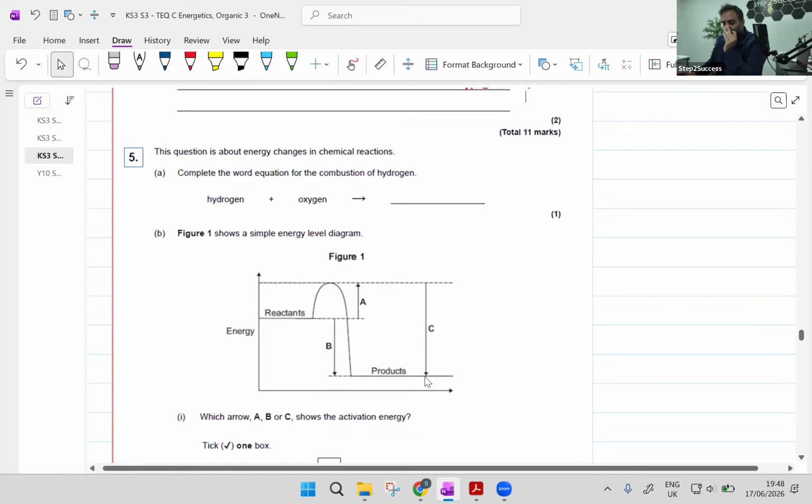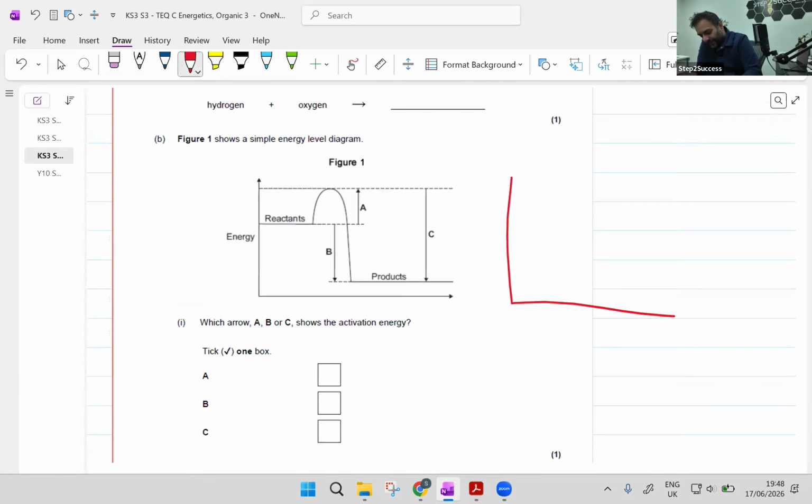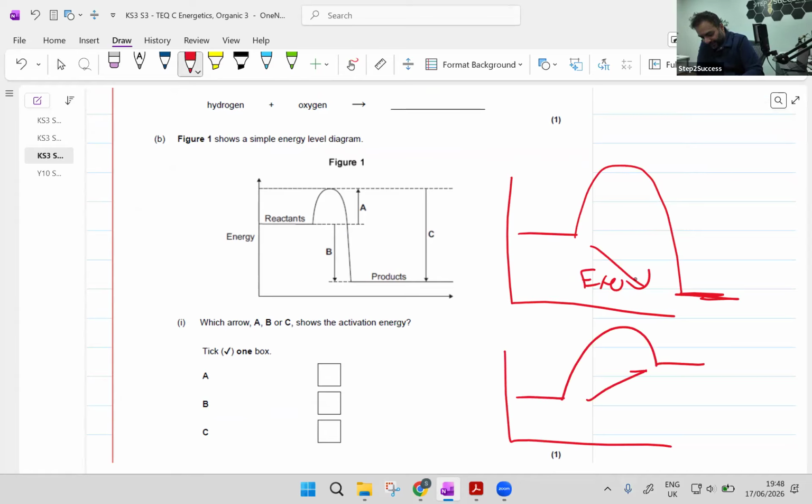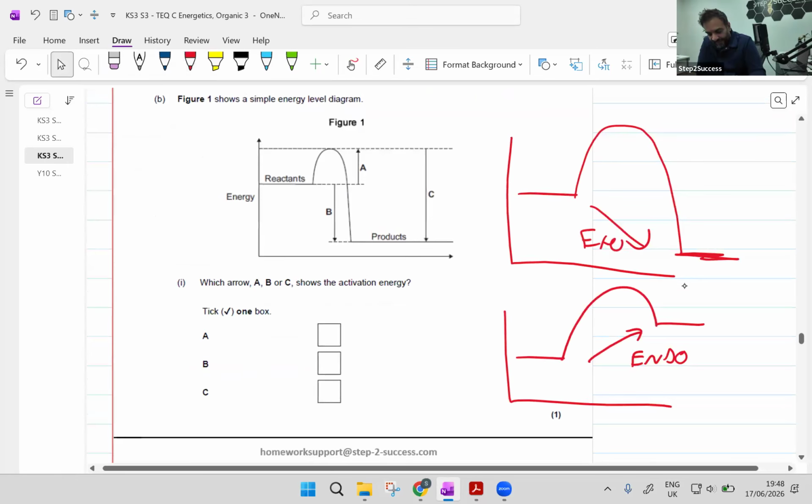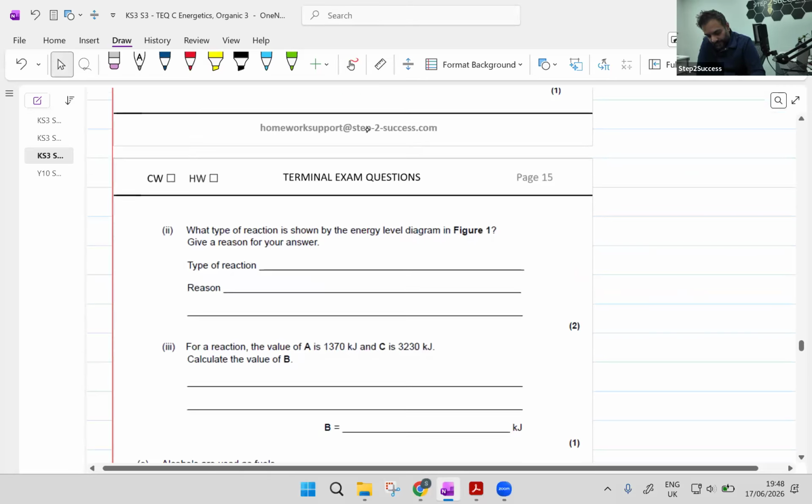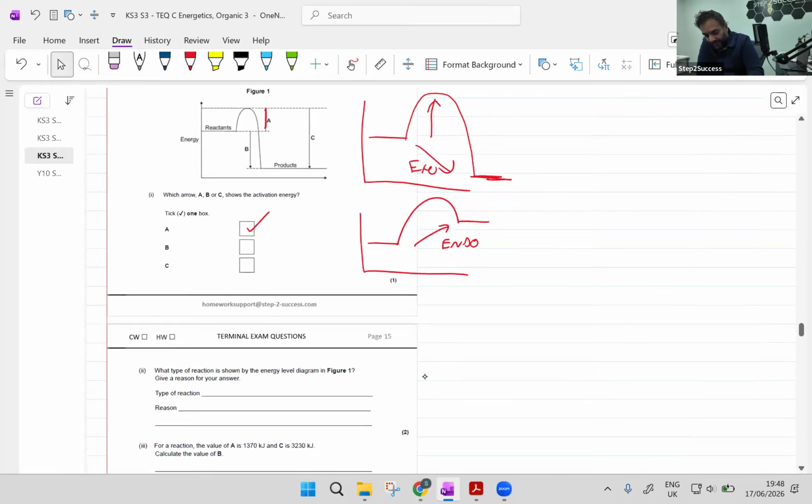Right. When you see these kind of graphs, just get used to this: if you see a graph that goes up, then down and finishes lower, it is an exothermic reaction. Whereas if the graph finishes higher, like that, then it's an endothermic reaction. That should make this quite easy, really. The activation energy is always how much it's gone up by, so it's there. And the type of reaction, again, as I said, because it's gone up, then finished lower, it is an exothermic reaction. And the reason is because the energy of the product is lower than the energy of the reactants.